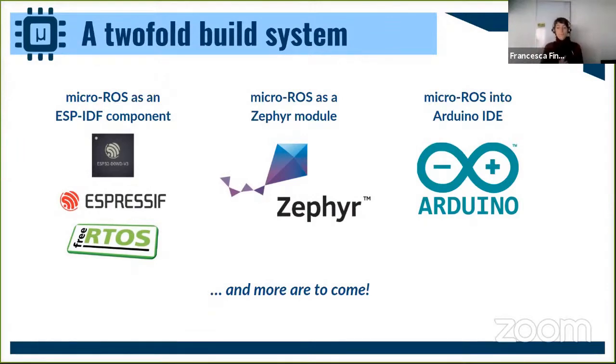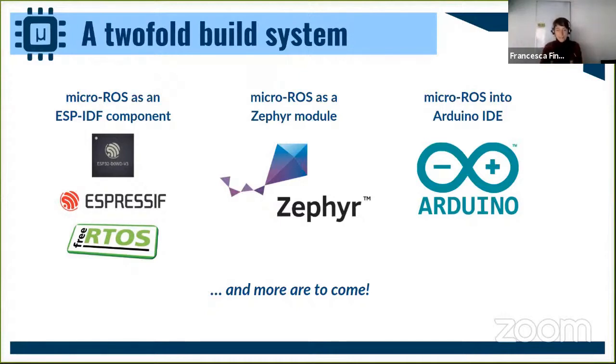First of all, the ESP-IDF, which is an environment for programming applications on top of RTOS, which we have proven to be successful on the ESP32 microchip already. Also, we have developed a package that integrates micro-ROS as a module into the Zephyr build system. And finally, very recently, we have been able to give support to the Arduino IDE, thanks to which we could port micro-ROS to the family of Teensy boards and to the Robotis OpenCR.